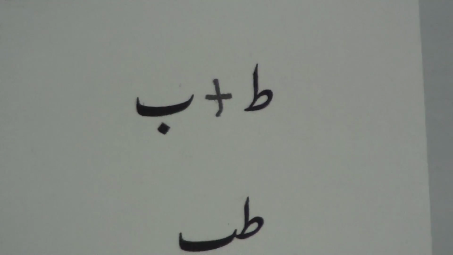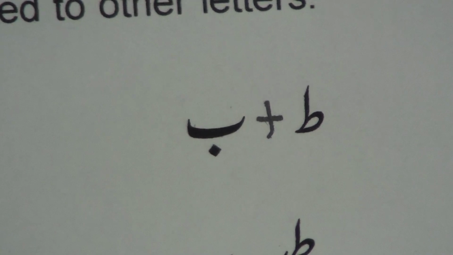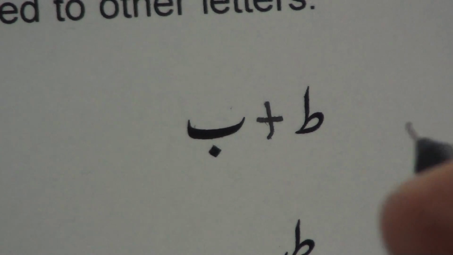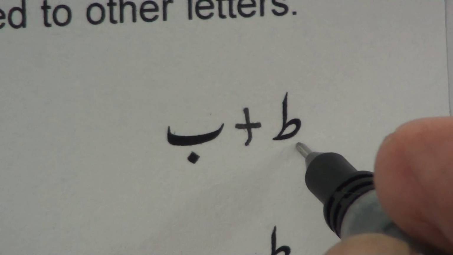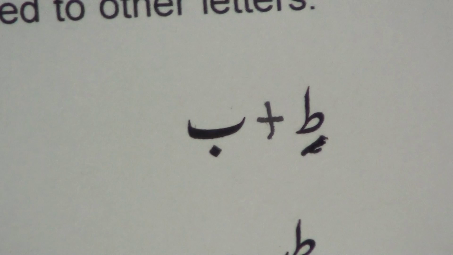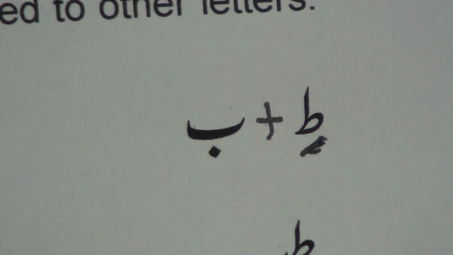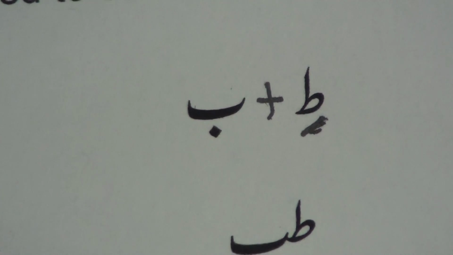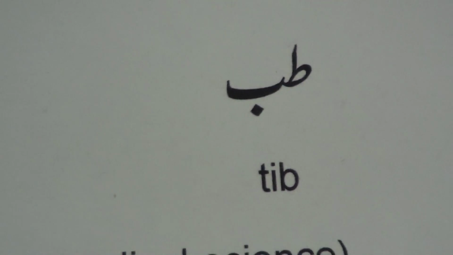And let's take some words. Tib: toy plus bay. Actually, it is zir here. Toy zir, tip and bay. Tip. It is written this way. Toy and bay are written together. Tip.